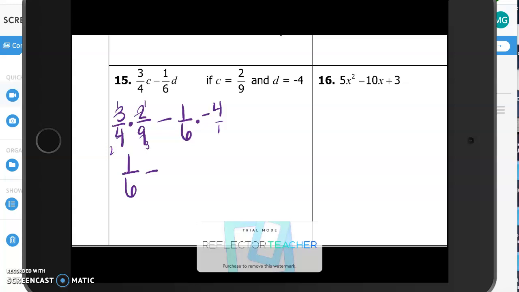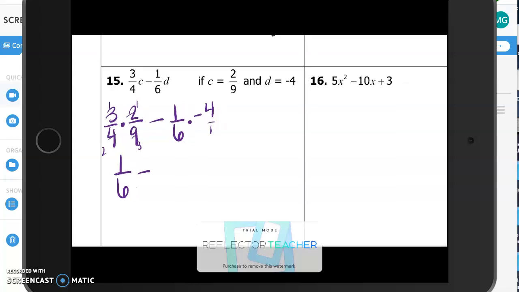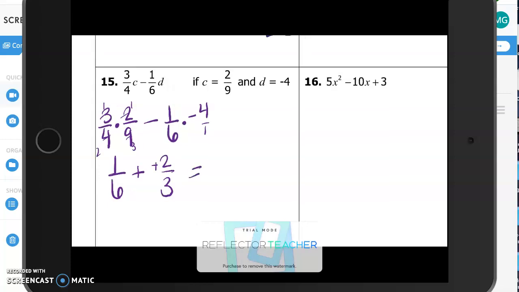Minus -4, 1/6 times -4 should give us -2/3. So again, minus negative, you can change to plus positive if you'd want. You don't have to. You can type it in as minus negative. Our final answer should end up as 5/6.